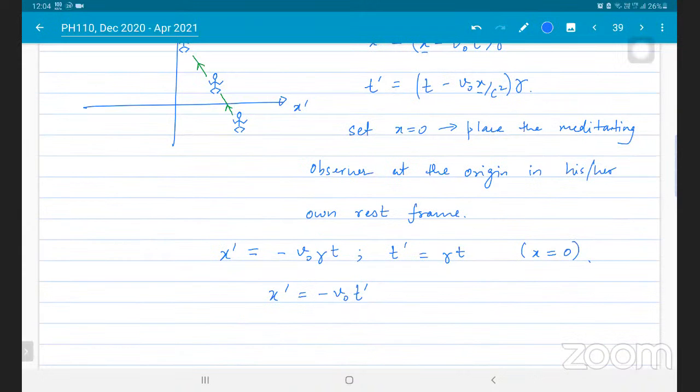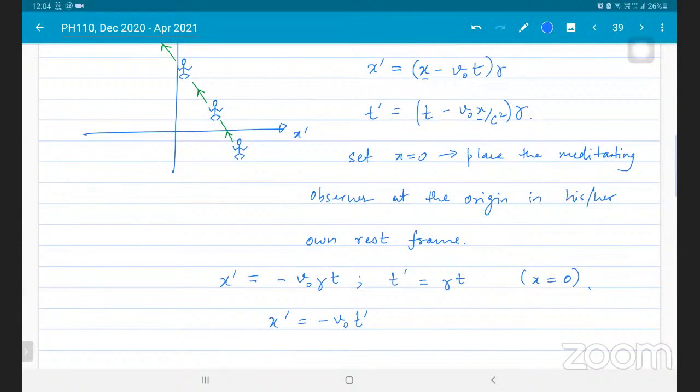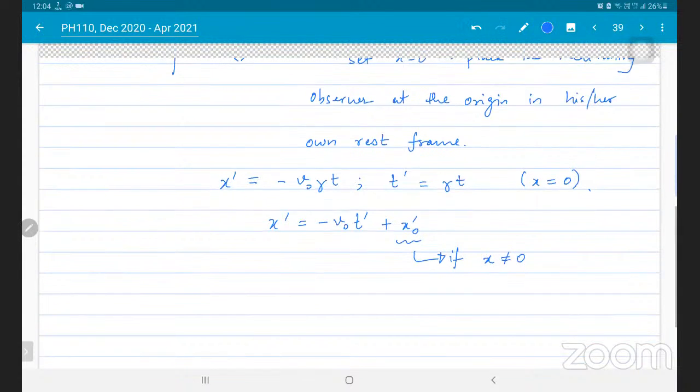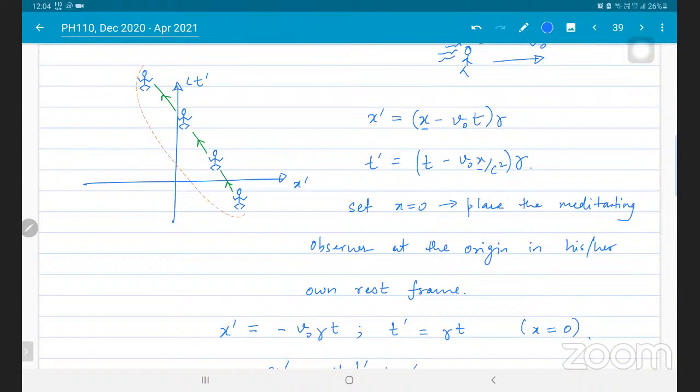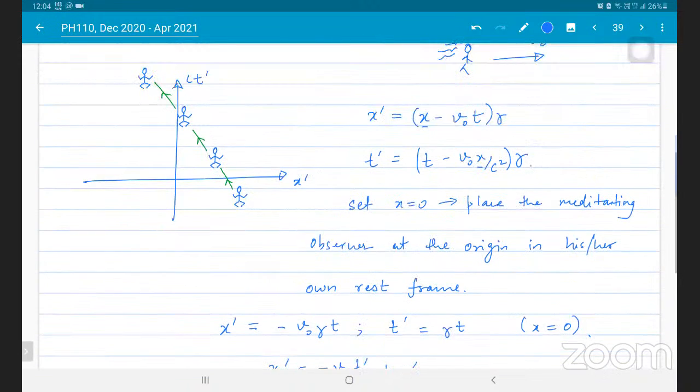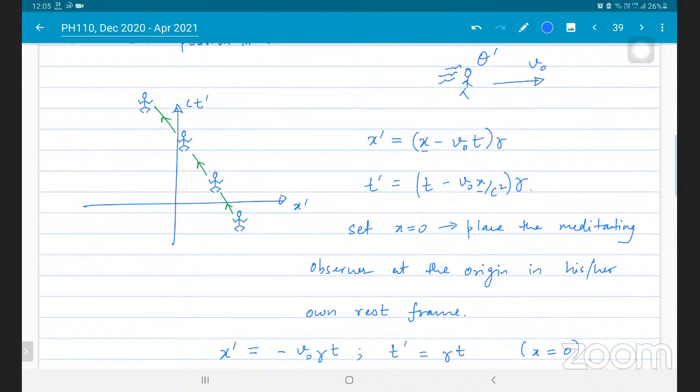And if I move it from the origin, then I will get some x prime naught, if x is not equal to 0, in which case I'll get something like this, shifted from the origin. The line is simply the line of a moving observer. That's it.